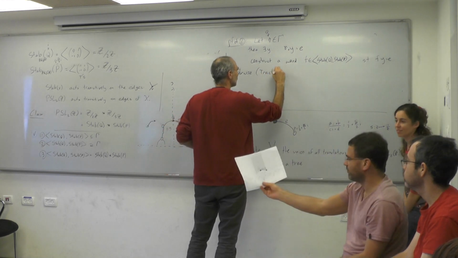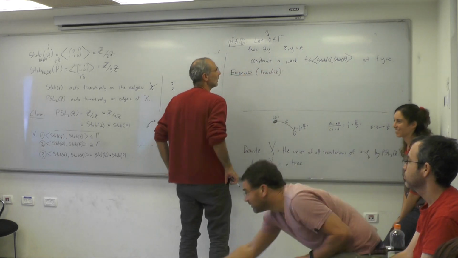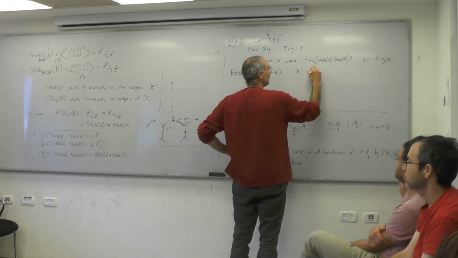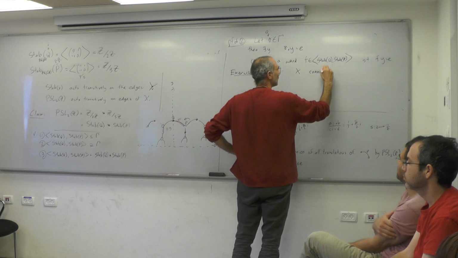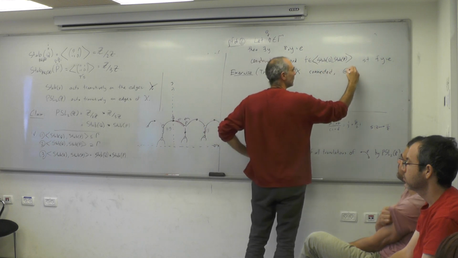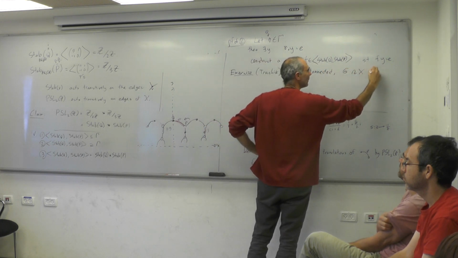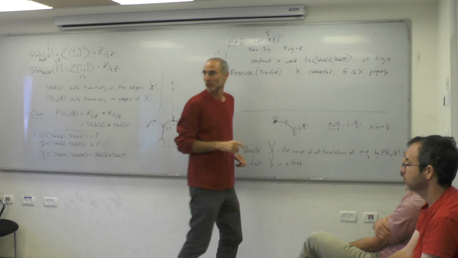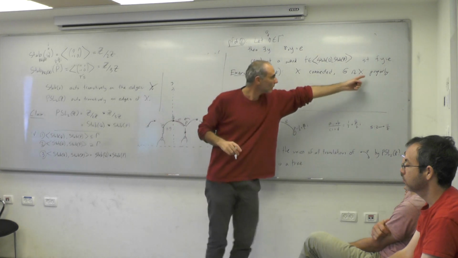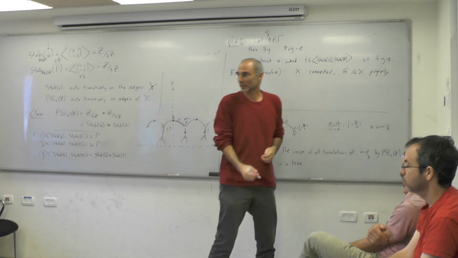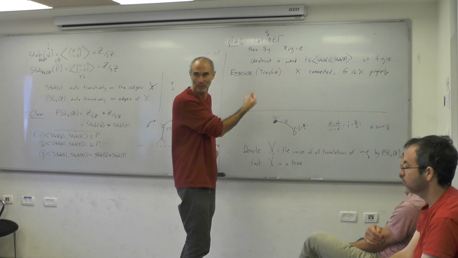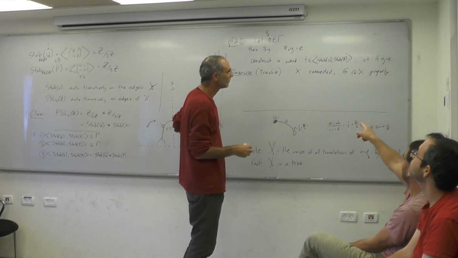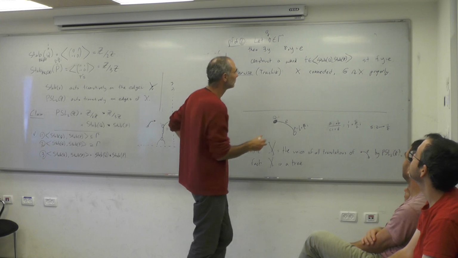Everybody has this picture in his mind. X connected. G acts on X properly. So part of the exercise is to introduce yourself to the notions that appear here. Maybe sometimes we introduce it in the Midrash, but I don't want to make this. Let's just be careful and let X be connected and proper.